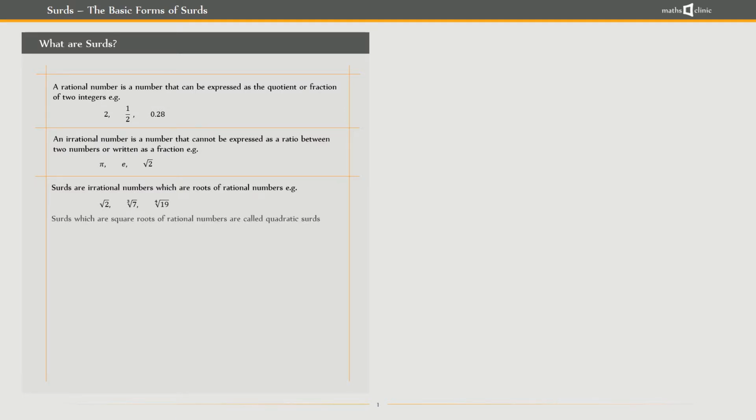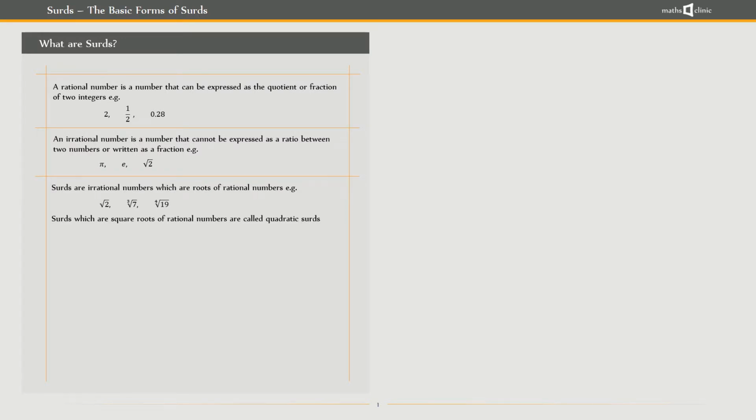Now, surds which are square roots of rational numbers, like I said, you can have square roots, cube roots, or fourth roots, but when you're talking about surds which are square roots of rational numbers, we call these quadratic surds. And we would be talking mainly about quadratic surds in this lesson, and pretty much all our lessons on surds will be turning our focus to quadratic surds.